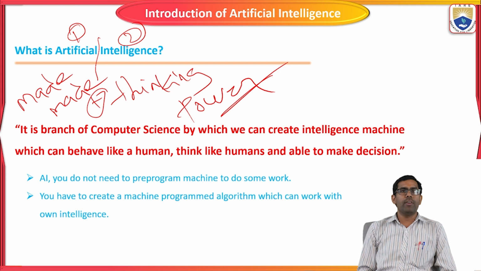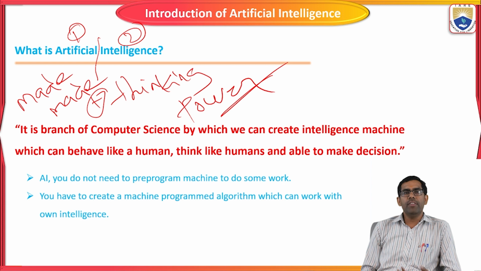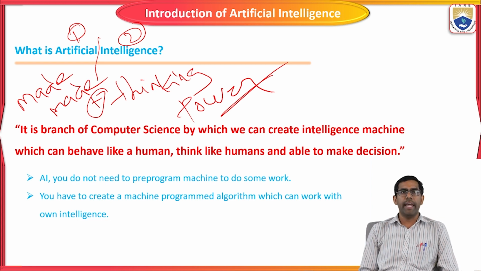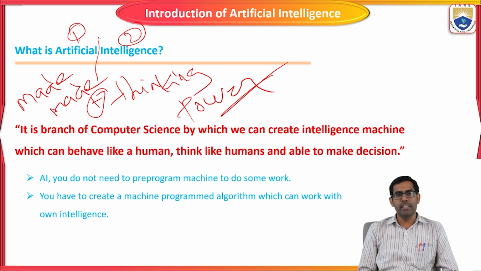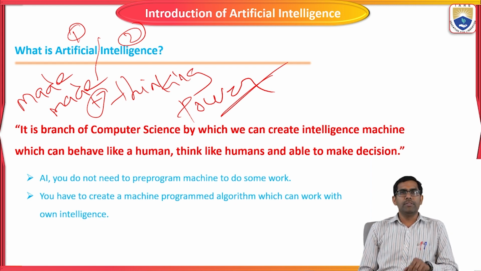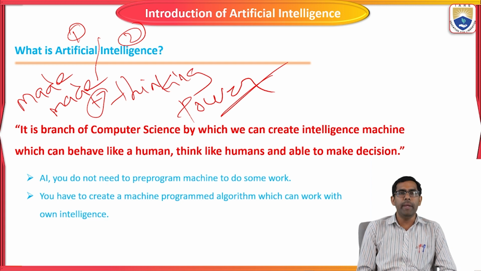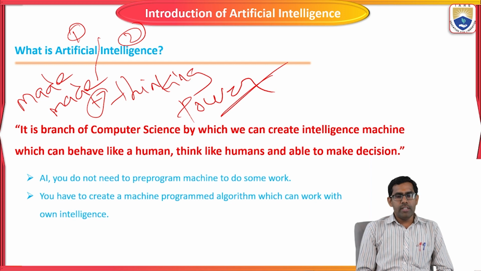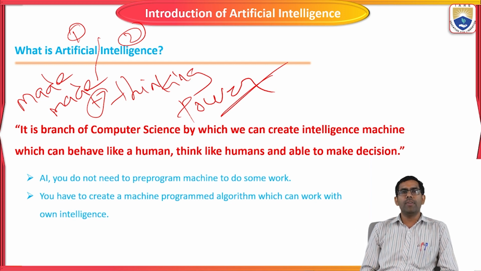From this concept, different authors have given definitions for artificial intelligence. So what is that? It is a branch of computer science by which we can create intelligent machines. The machines we make should act like a human, think like a human, and have their own ability of decision making. That is the definition of artificial intelligence from different authors.